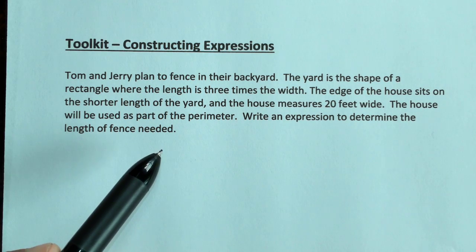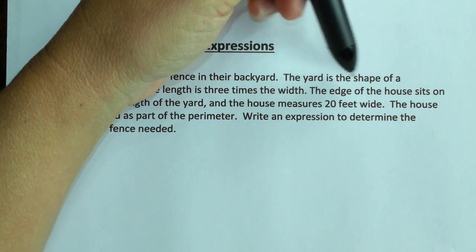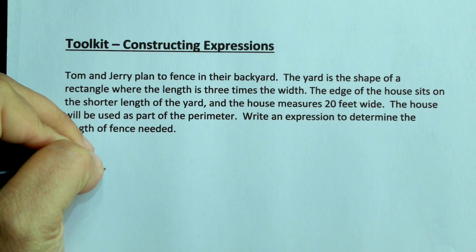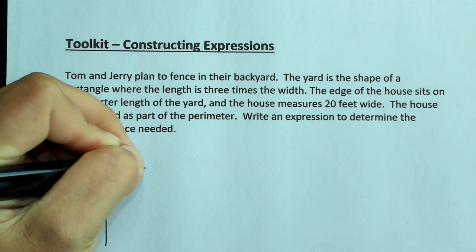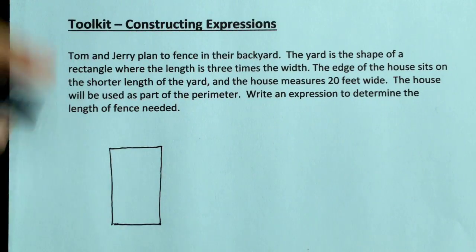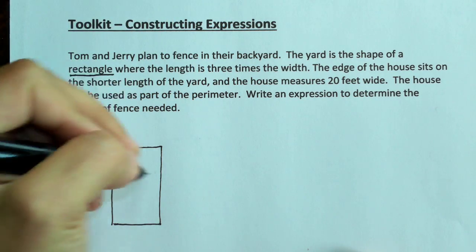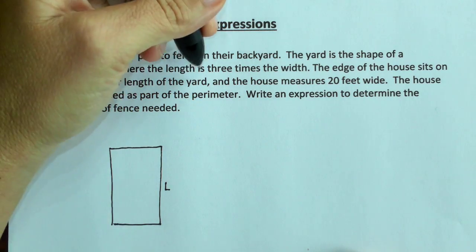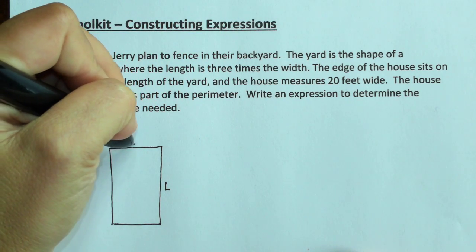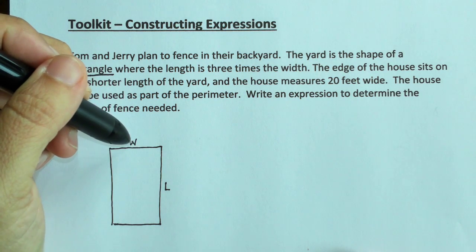And so it has a lot of information in there. We got to go back to where do I start when I think about this. I'm going to start with a rectangle because it says the yard is the shape of a rectangle. So here's my rectangle. The yard is the shape of a rectangle where the length, here's the length, is 3 times the width. Here's the width.